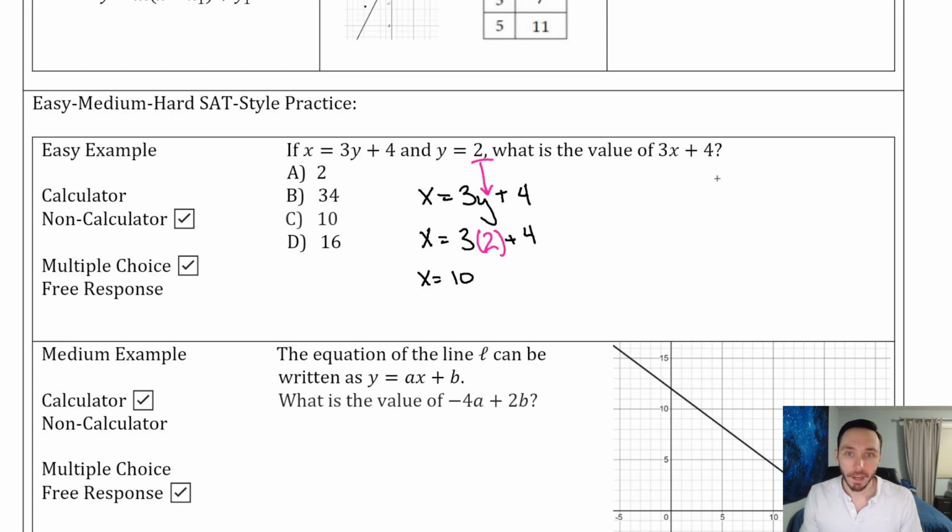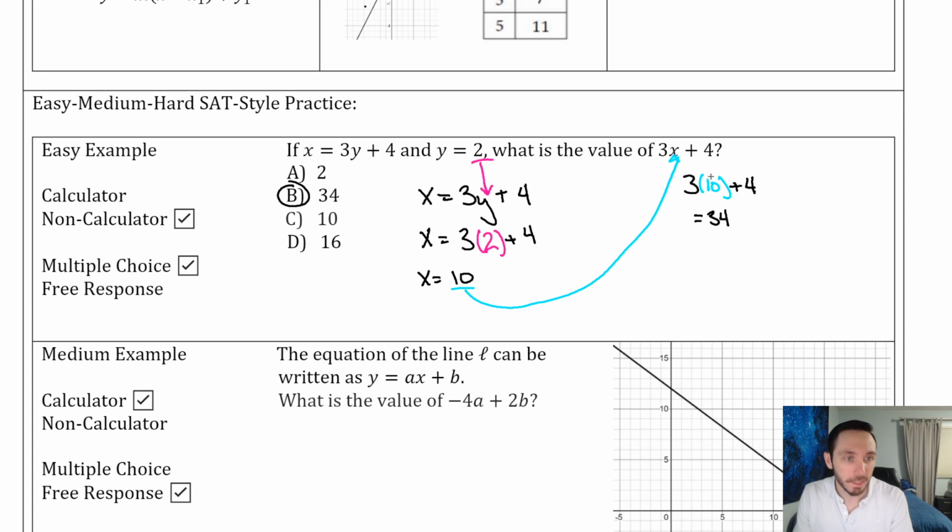Not 100% correct, right? What they want us to actually find is not the value of x, but the value of 3x plus 4. So I'll use a teal color, and I'll keep this on pink. There we go. If I know that this value of x is 10, I can simply plug it back into the expression that I'm actually being asked to solve for. So here it would be 3 times 10 plus 4. This comes out to 34, and you see it is choice B.